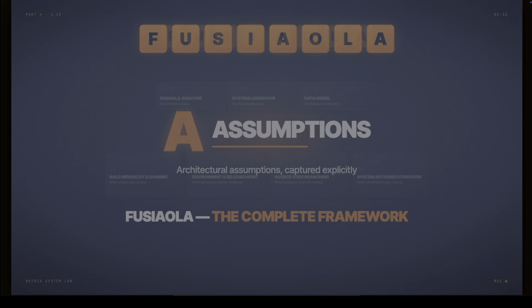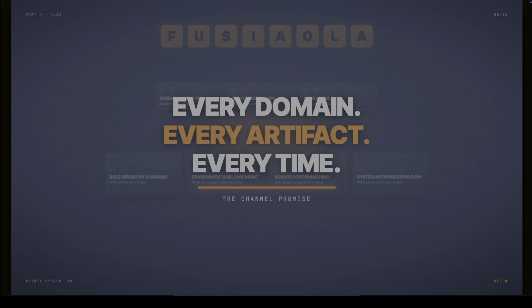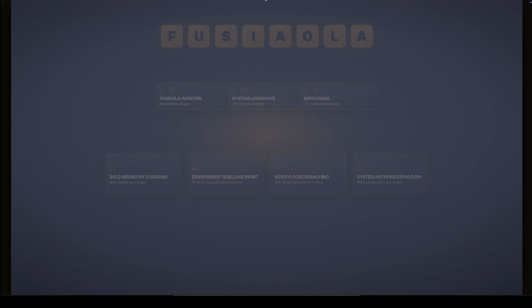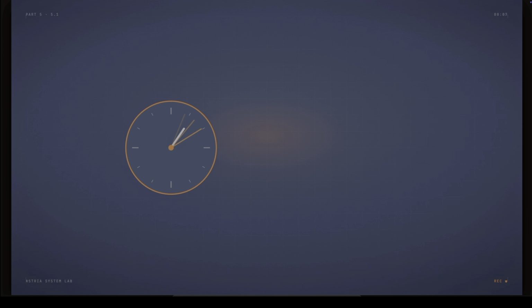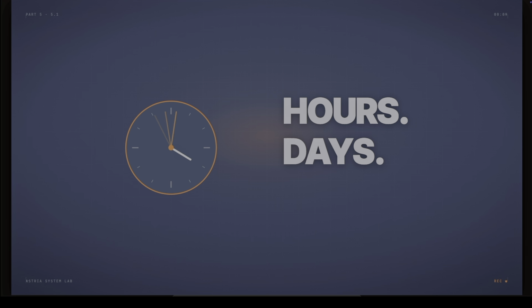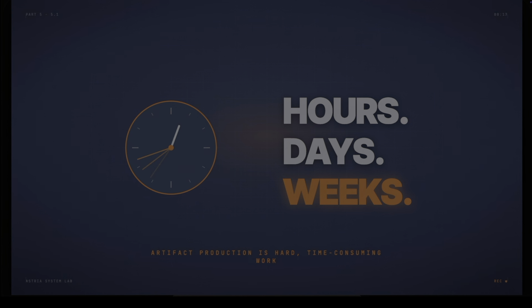That's a complete framework for understanding any Salesforce project, and on this channel, for every architectural area we cover, we will build the artifact that goes with it. You won't just see concepts explained, you will see deliverables. Now, those artifacts I just described, FUSIAOLA, system landscape, data model, they take hours to produce properly, sometimes days. In a real project, they get iterated dozens of times.